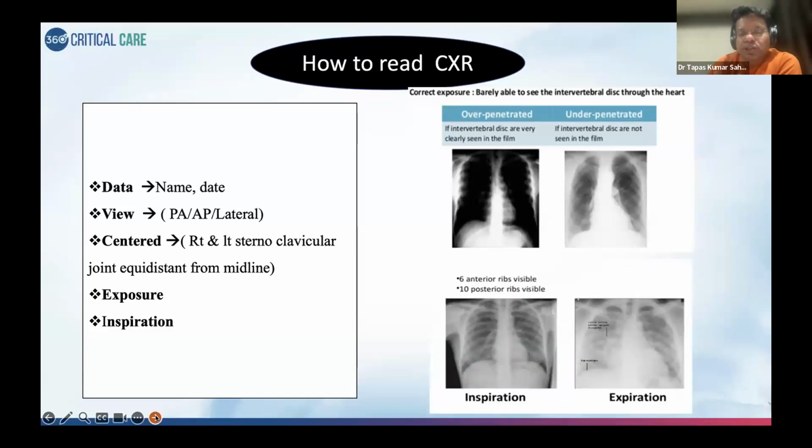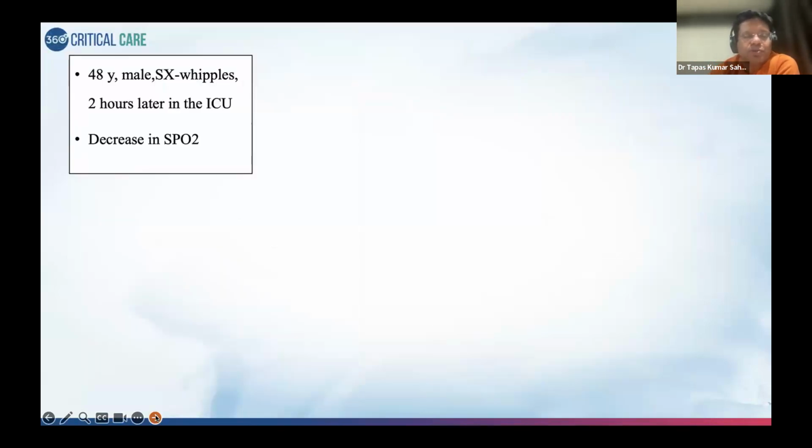Now, for inspiration, 6 anterior ribs and 10 posterior ribs should be visible. That is the perfect way of having a correct anatomical as well as exposure assessment. For expiration too, you have to look carefully at exactly what kind of chest x-ray you are getting. Now I will go straight into the questions.